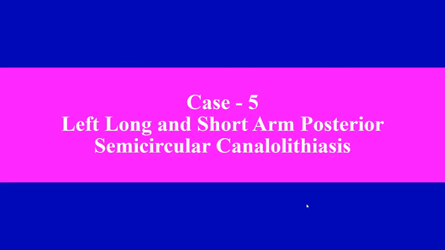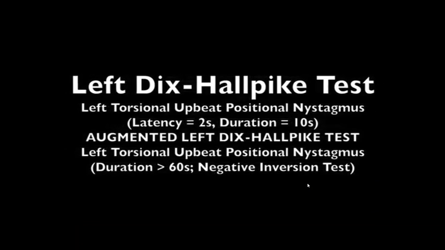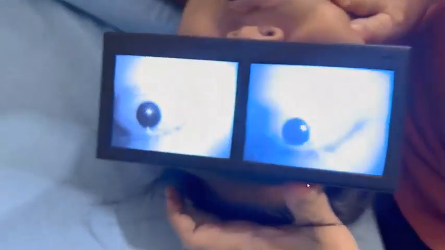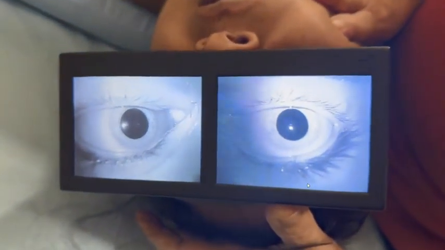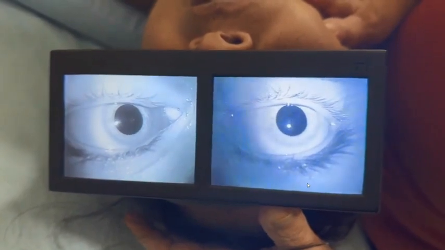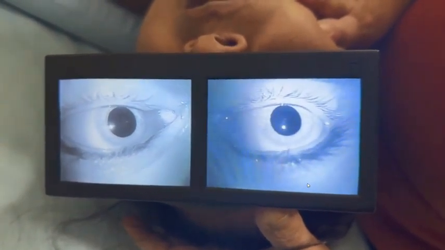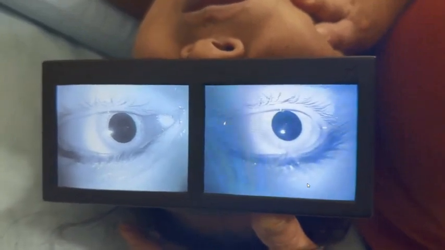Case 5 is a very interesting case where we could pick up a left long and short arm posterior semicircular canalolithiasis in one single positional test. This is a lady in her mid 40s, who came with a history of vertigo for the past 7 days, as well as sitting up vertigo. Her left Dix-Hallpike test, after a short latency, shows a 10-second typical crescendo-decrescendo positional nystagmus, upbeating left torsional. So that suggested left periampullary posterior semicircular canalolithiasis.